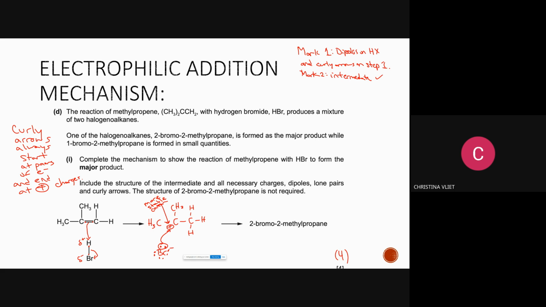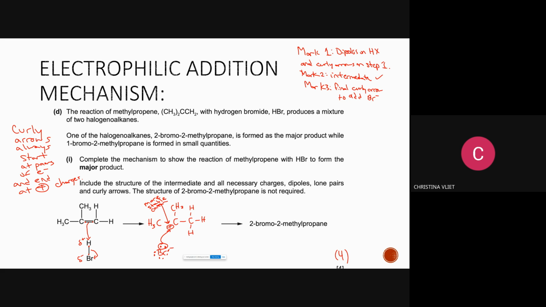It says the structure of 2-bromo, 2-methylpropane. And they told you that they wanted the bromine on carbon 2 on top of that. And they told you where to add to, technically in the question. And so marks 1 and 2 are done. Mark 3 would be the final curly arrow to add Br minus.